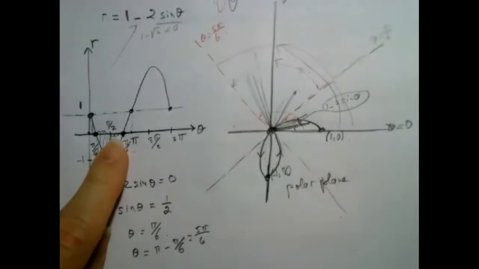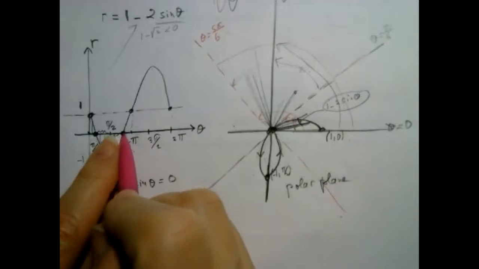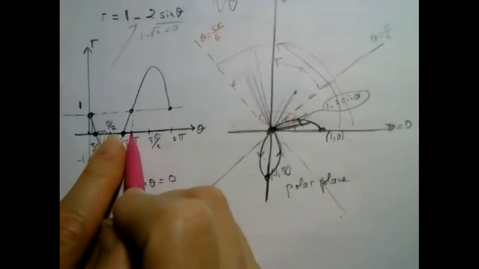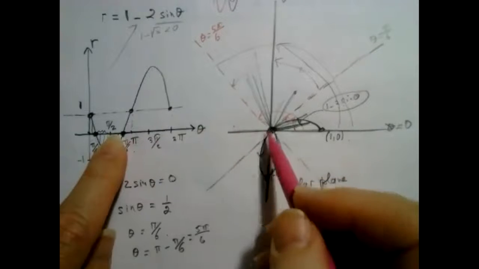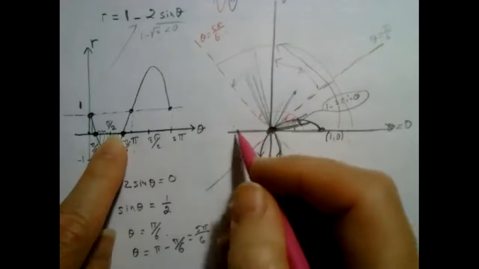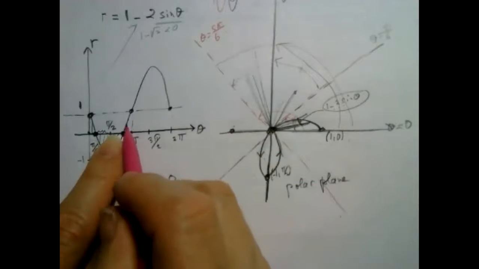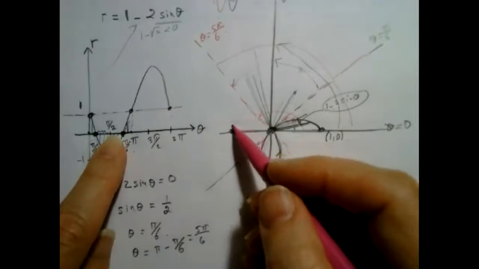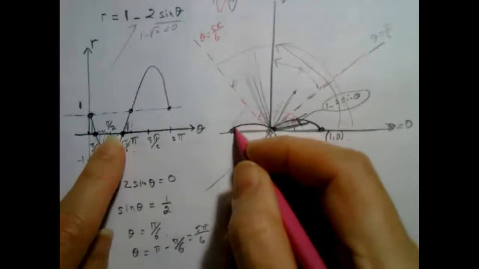Now, I keep moving piece by piece. Now, between 5 pi over 6 and pi, this is the easy part. At 5 pi over 6, I am at 0. At pi, I am at 1. And R is positive. It means the picture is in this quadrant and R is increasing. So this is going to give me that, right this.